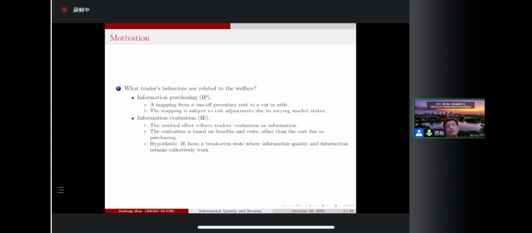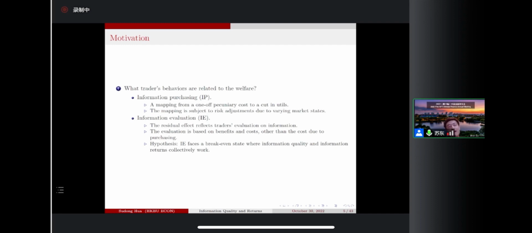Then I'm asking what kind of traders' behaviors explain the welfare change. The first behavior is, I think, the information purchasing effect, because the information is not free. I started with a one-off purchase cost, but I look at welfare in utils, so there's a mapping between them. The mapping is subject to risk assessments, which vary with market states. I'm not introducing market states yet, but I will talk about this later.